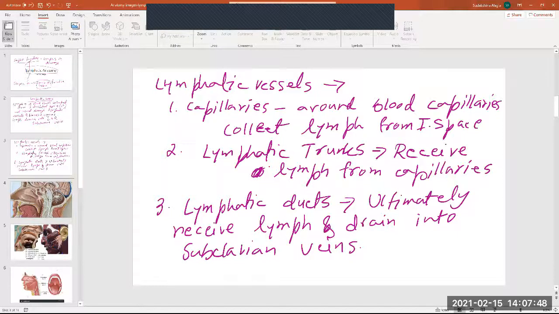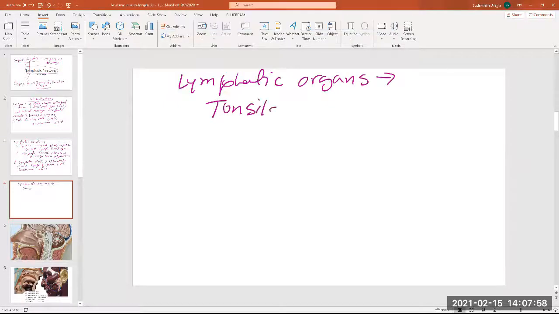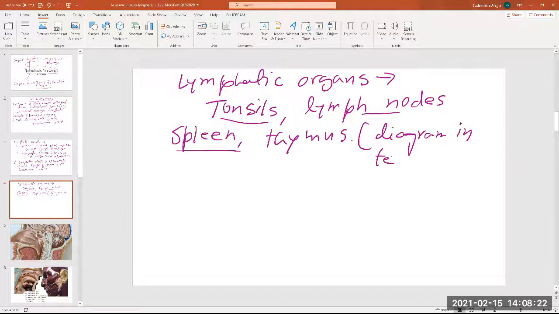So we are going to talk about tonsils, lymph nodes. On your list, you also have spleen and thymus. We can see tonsils, lymph node, and spleen in the model. Thymus is a diagram in the textbook.